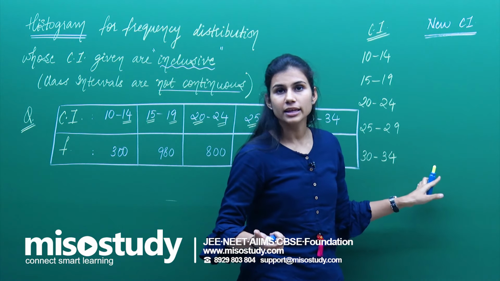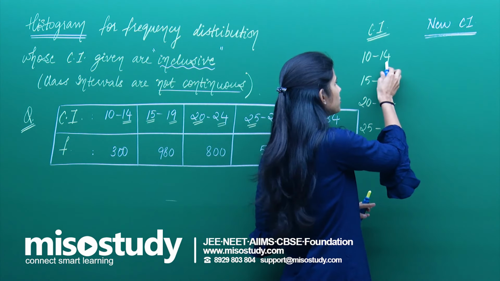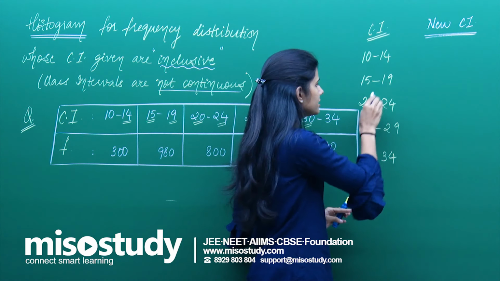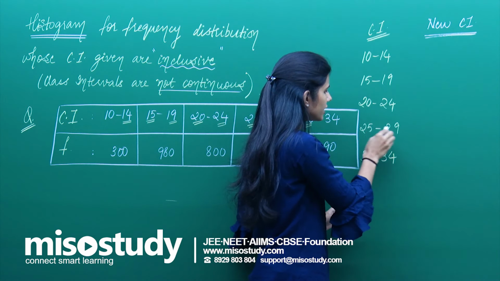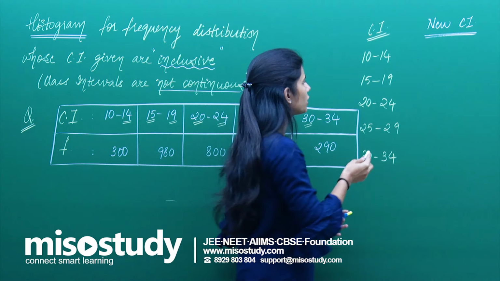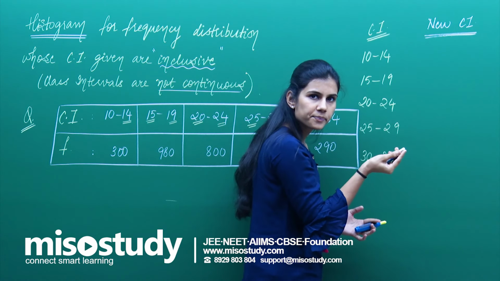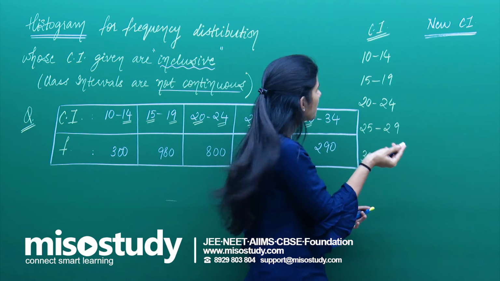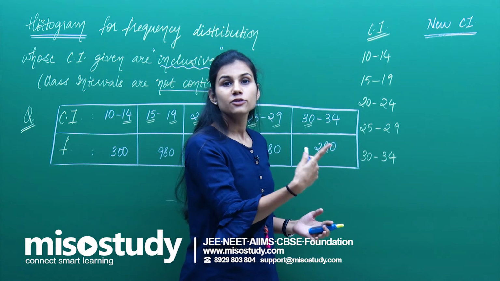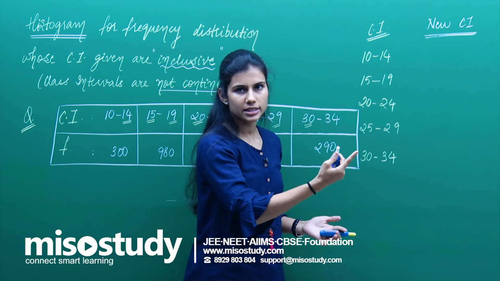If I go by the layman way, I am trying to say that the upper limit of one class interval is equal to the lower limit of the next. Upper of one is lower of the next. How to modify? What we try to do is pick up the lower limit of any class interval and subtract from it the upper limit of the just previous class interval.